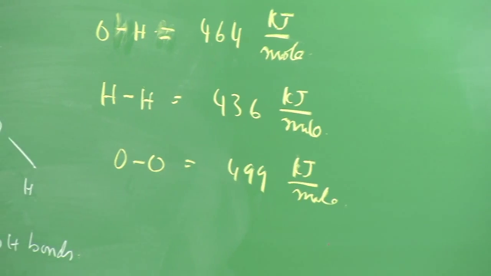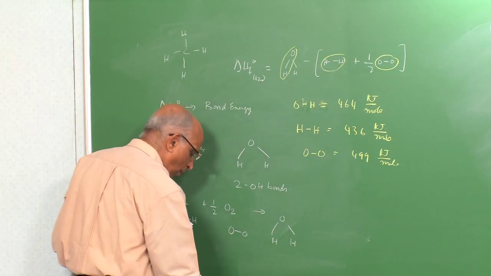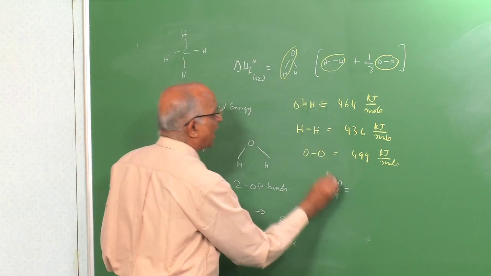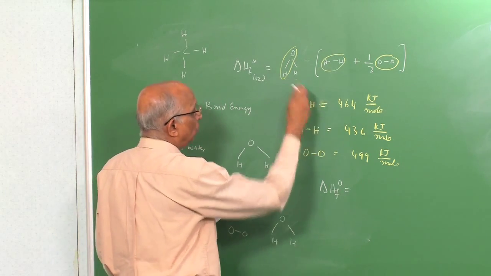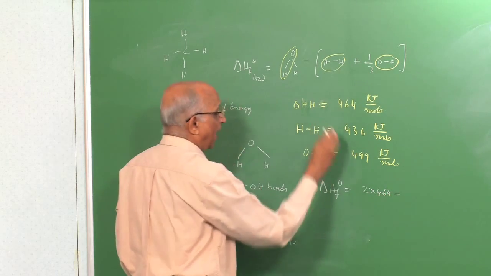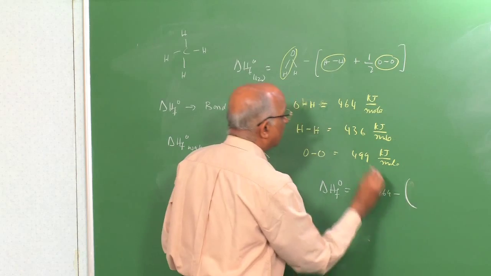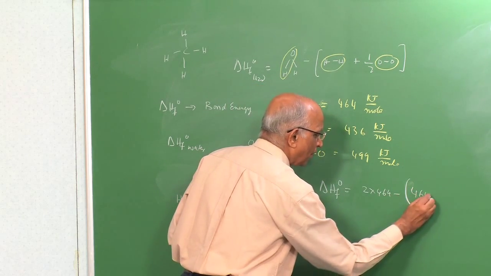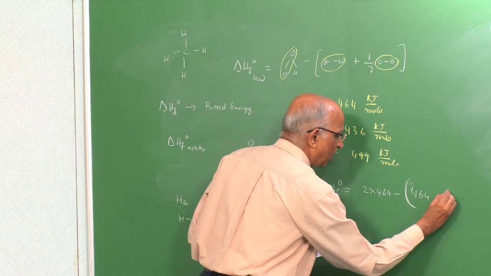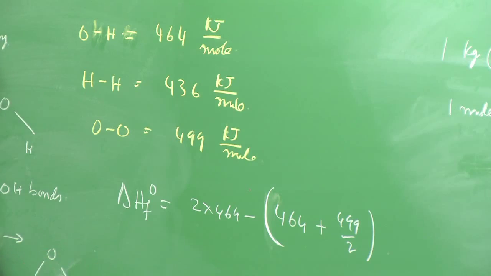Therefore, if I take a look at heat of formation in terms of difference in bond energy, what do I get? The heat of formation can be calculated from these bond energies as equal to, I have 2 OH bonds, that is 2 into 464, minus 1 HH bond, that is 436, and I have half of the OO bond, that means plus 499 divided by 2, and this is the heat of formation.